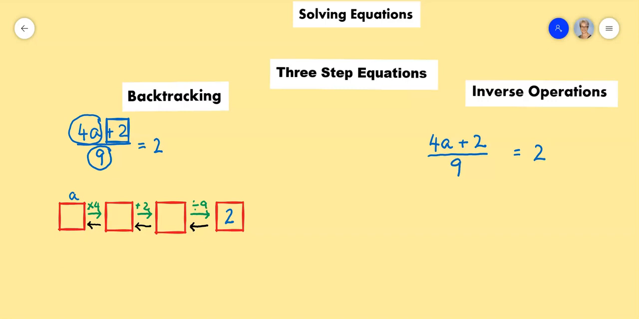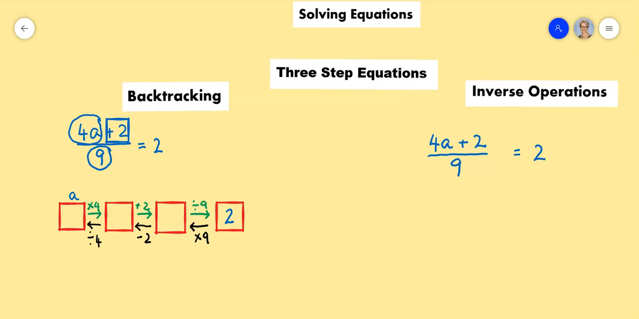So that means to solve our equation and backtrack, we need to use the inverse operations in the opposite order. So what we're going to do first is, to backtrack, we're going to times by 9, minus 2, and then divide by 4.